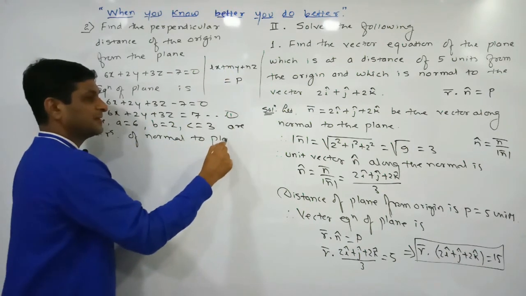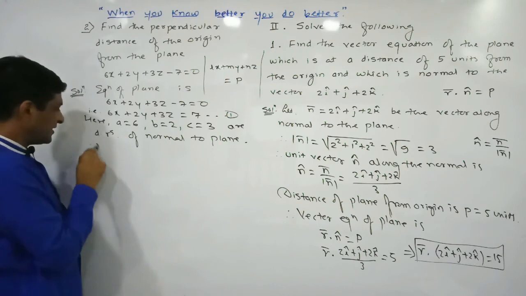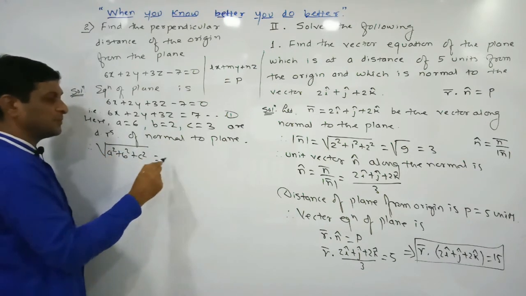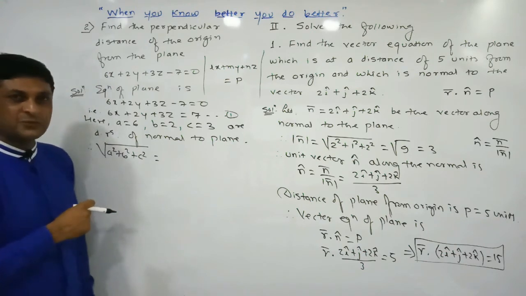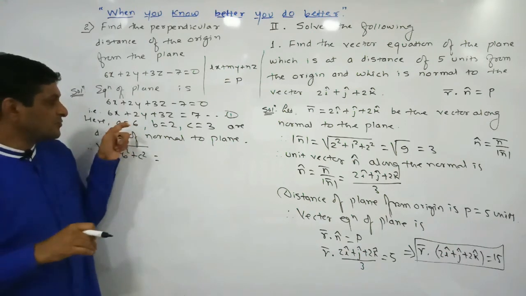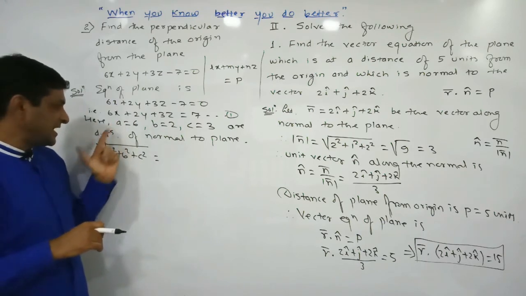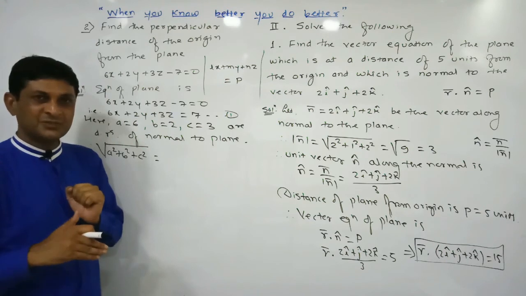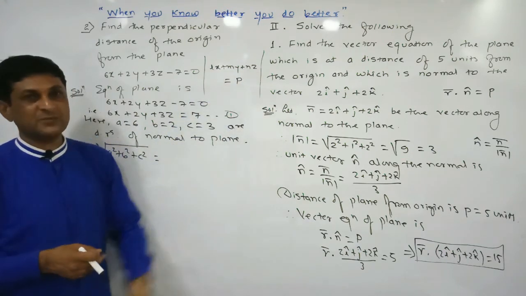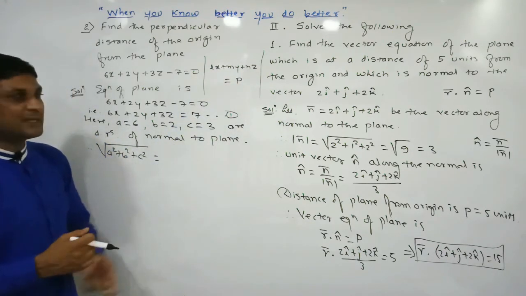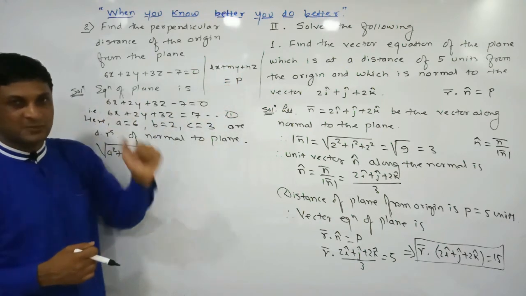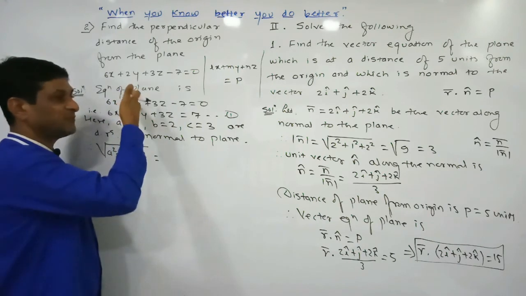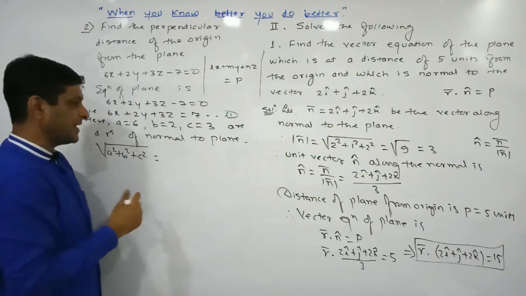Therefore we need the value of under root a square plus b square plus c square. Why are we finding it? Because once the direction ratios are known to us, a upon under root, b upon under root, c upon under root are nothing but direction cosines. And if the coefficients of x, y, z are direction cosines, then the value on the right hand side is the distance of the plane from the origin. So to find the direction cosines, we will require this value.